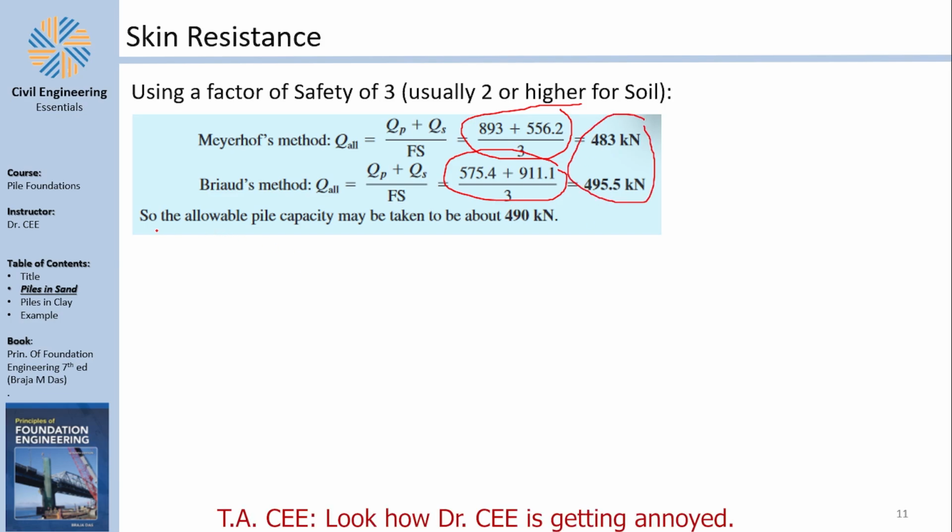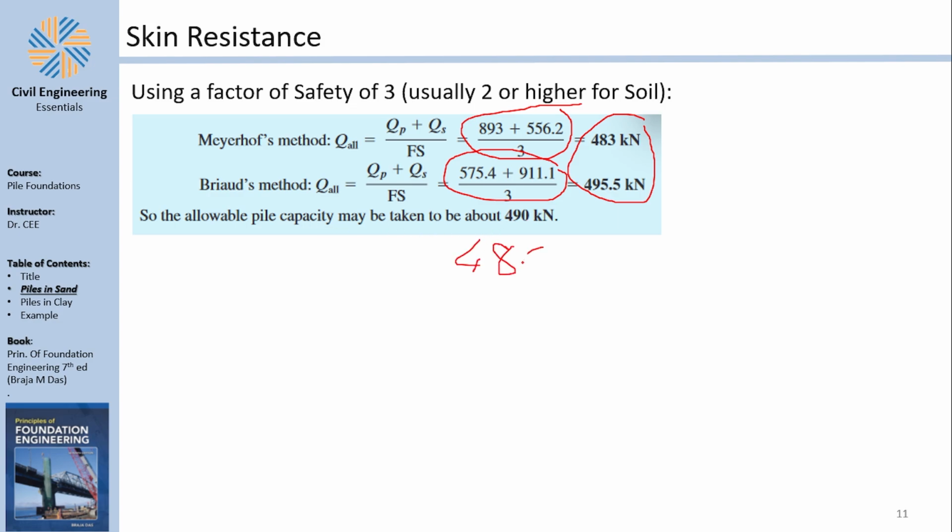I once again disagree with Braja's conclusion here. Dear Professor Braja assumes an allowable pile capacity to be taken around 490. I would go with 480, to be honest. I would go with the smaller values. I took a screenshot here just to tell you that sometimes I do disagree with Braja Das's book. So in my case, I would take 480 to be a little bit more on the safe side. Remember that the total bearing capacity of a pile is the tip bearing capacity plus the skin resistance, divided by the factor of safety.